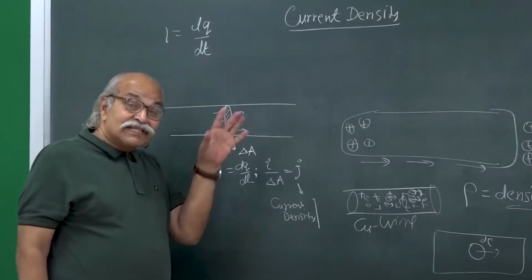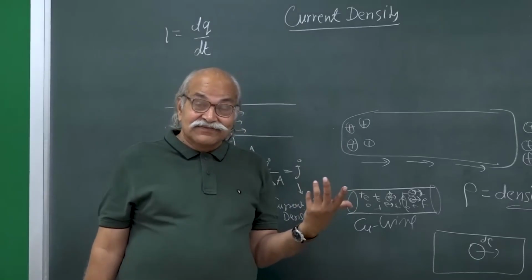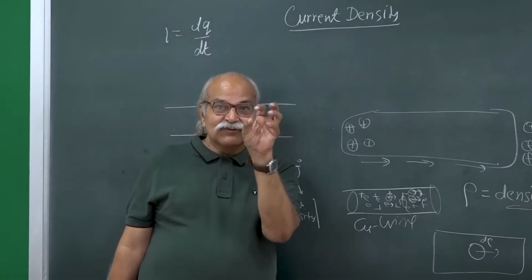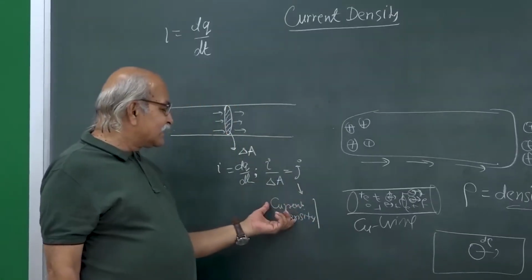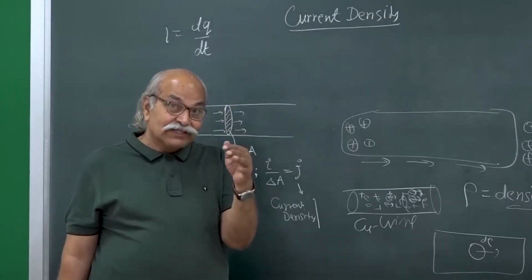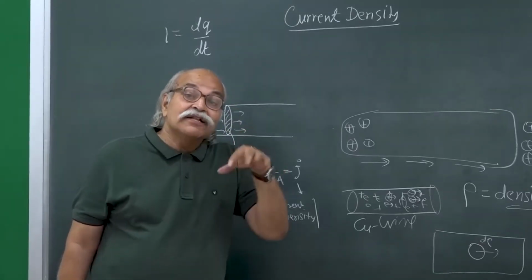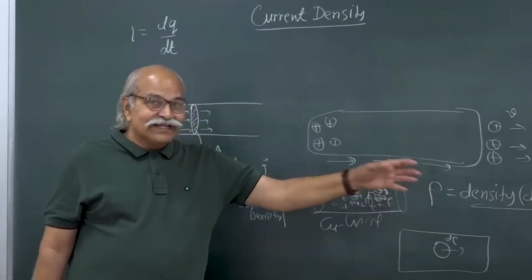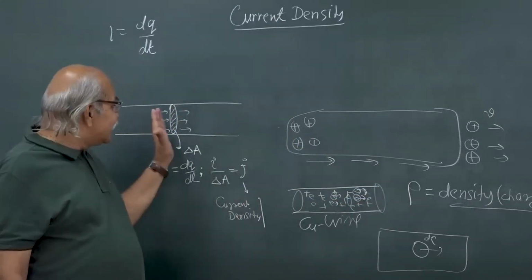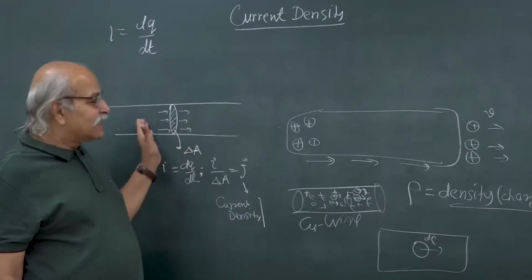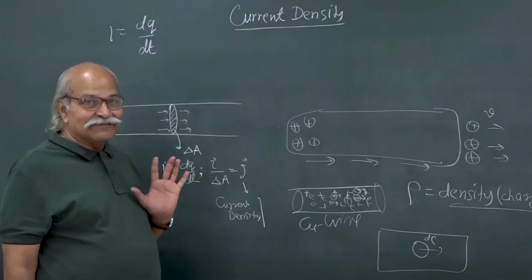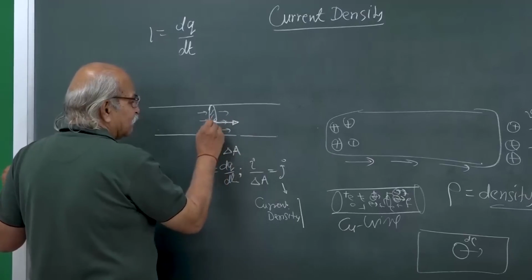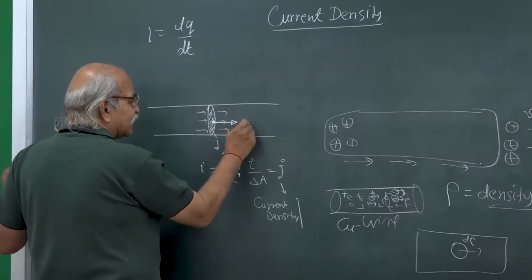So the word density is coming with different meanings. When we say charge density, we talk of a volume, how much charge is contained in this volume. When I talk of current density, it is how much charge is crossing per unit time, per unit area of the cross section. Here it is how much charge is contained per unit volume. Here it is how much current is crossing per unit area. So current crossing divided by this delta A, that is J. And I hope you are aware of this vector. If this is an area, you can define an area vector.